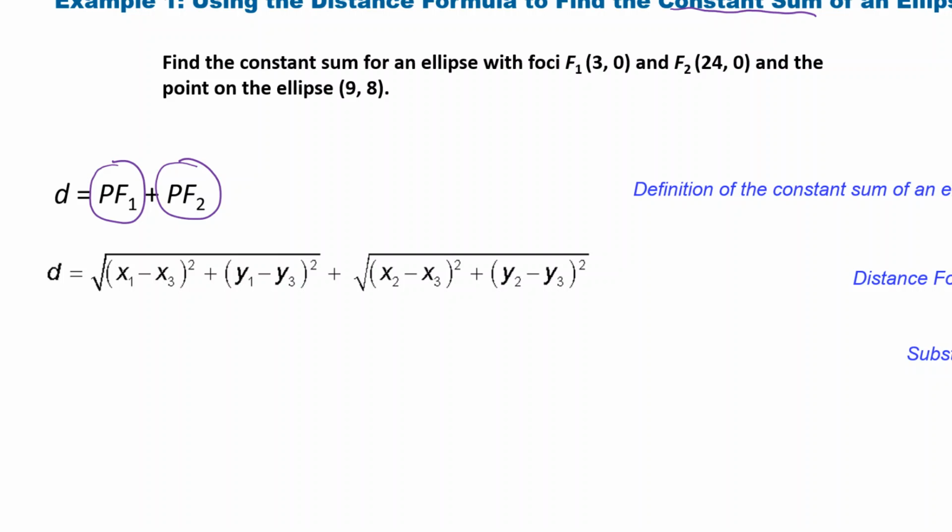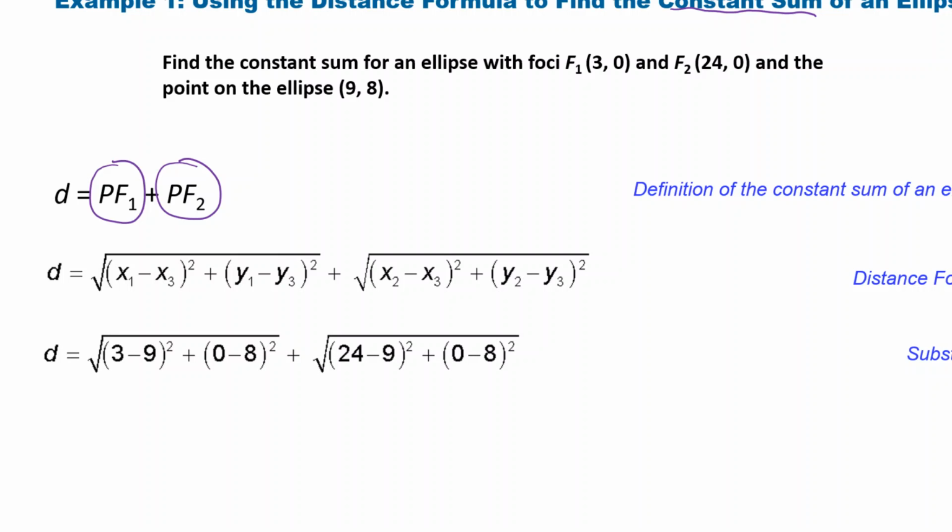All right, so let's substitute all the information that we know. Notice my x is from P to F1. Here's my F1 and here's my P. I'm going to take 3, which is right here, my x, minus 9, and then 0 minus 8. I'm going to add those up, and then on the other one, I'm going to take my 24, the difference of my x's, so it's going to be 24 minus 9, and then 0 minus 8. Square those.